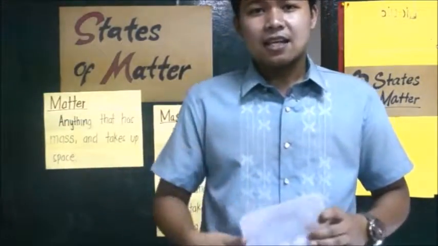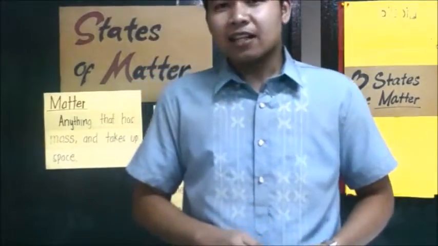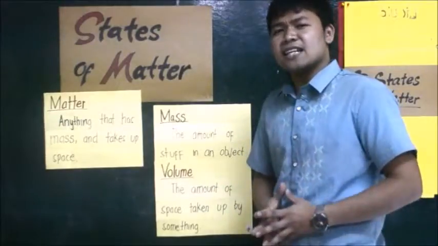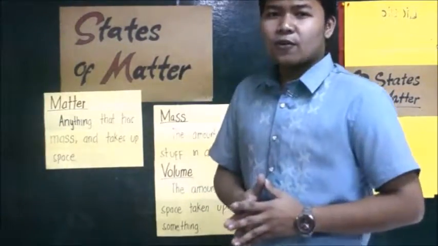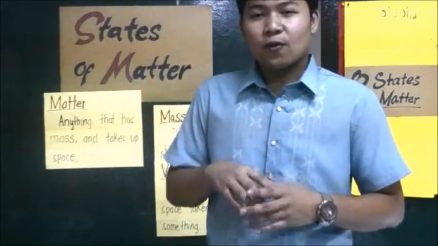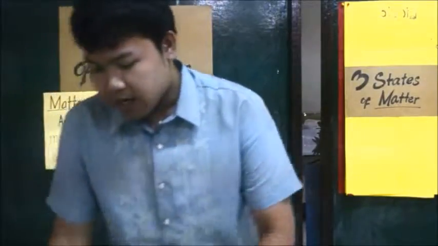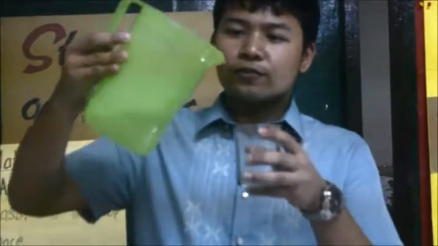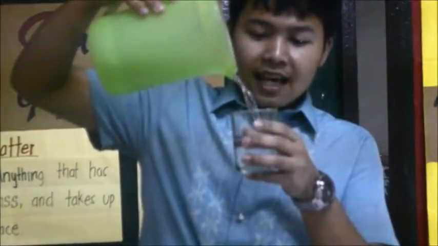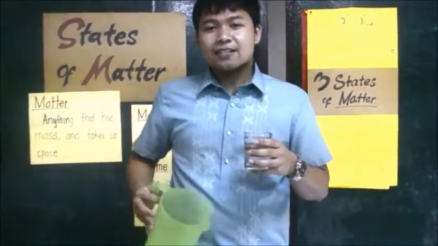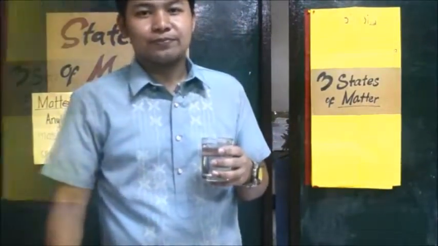So that is mass. Another way of thinking about it is matter has volume. Volume is the amount of space taken up by something. It actually fills the area that it is in. For example, when you pour water into a glass, the water's volume takes up the amount of space in the glass. That is volume. So all matter has mass and volume.